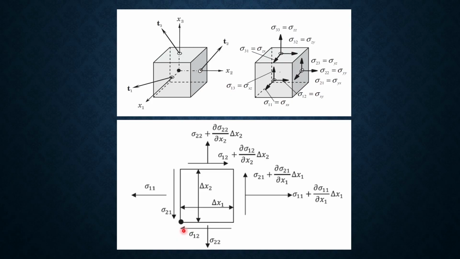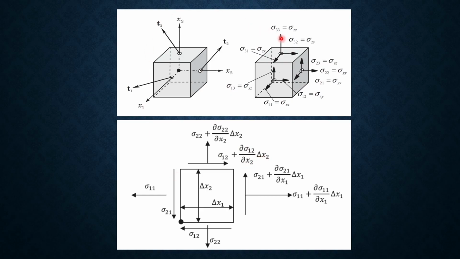Sigma 12 is acting like this, sigma 21 is acting like this. Now a moment balance is done on it. Let's say some point at the center we take and do a moment balance. The expression that we will end up with is sigma 21 would be equal to sigma 12. That way, when we do it for all the faces, 6 faces, we'll get the expression that sigma ij is sigma ji, and they are equal.